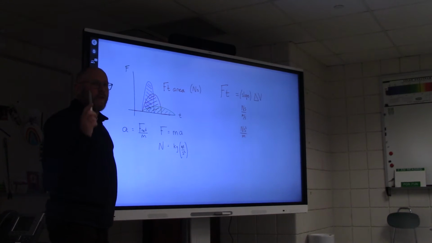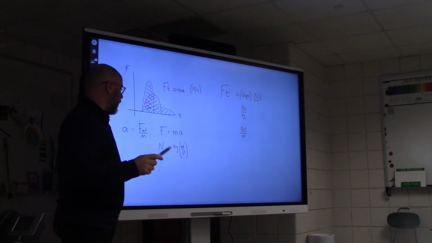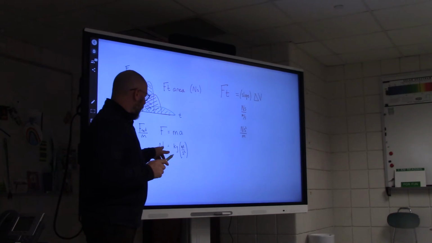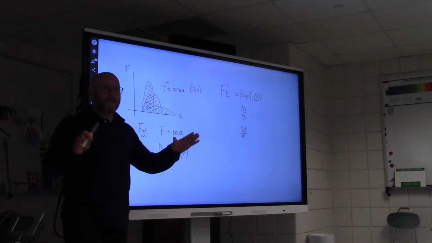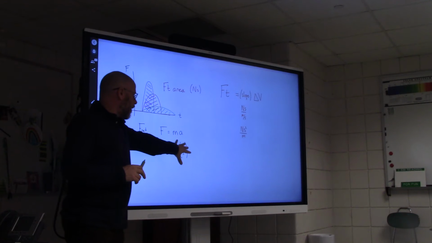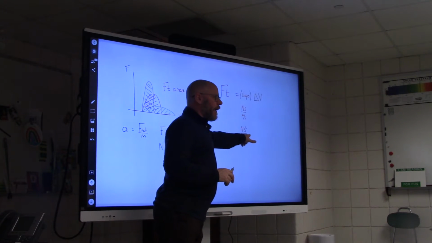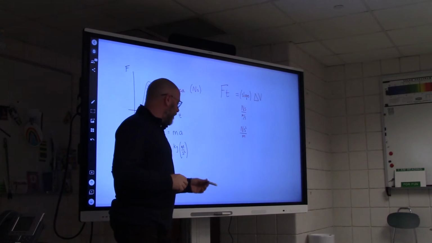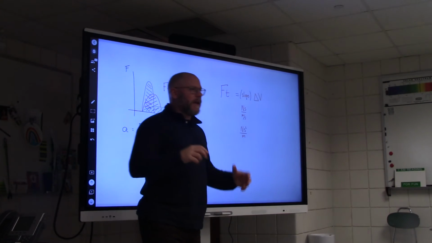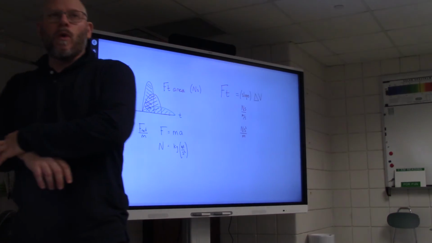So what I want you guys to do on your whiteboard now is make a direct algebraic substitution. Take this newton here, substitute it into this thing, and simplify, and see if we can't come up with the actual conceptual units for acceleration.